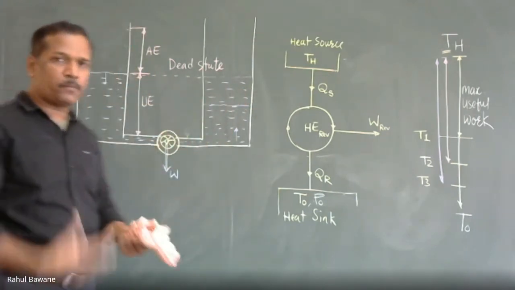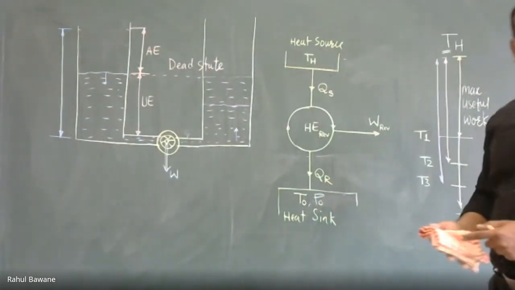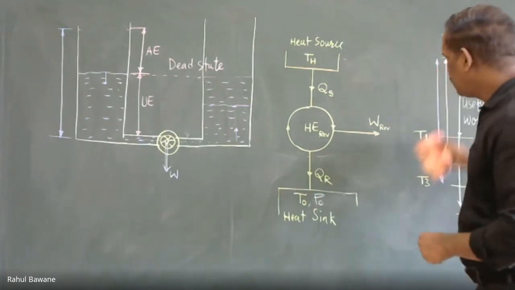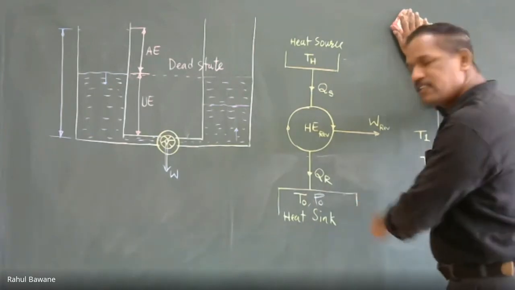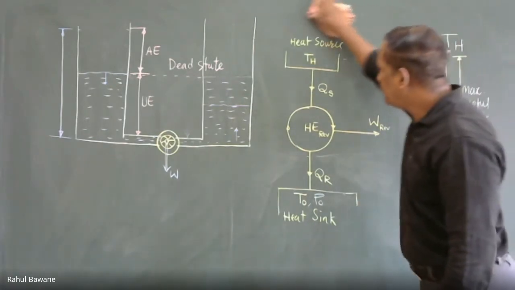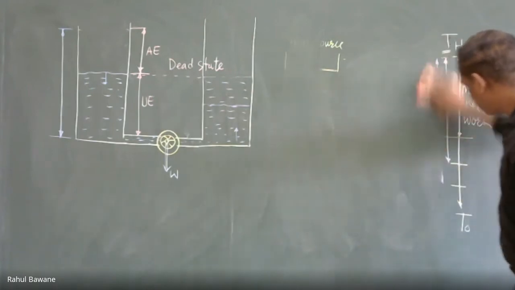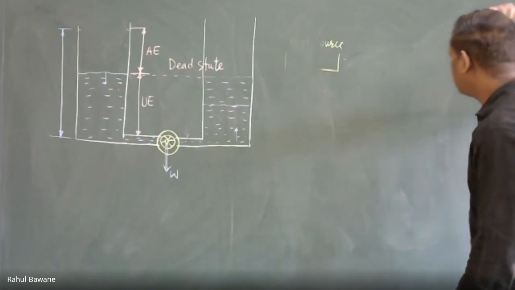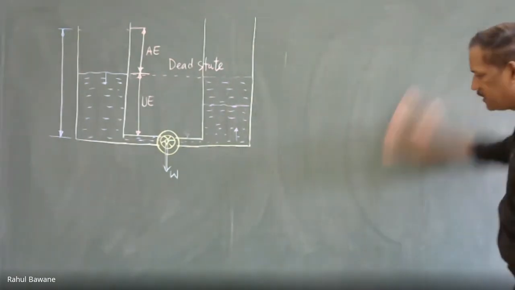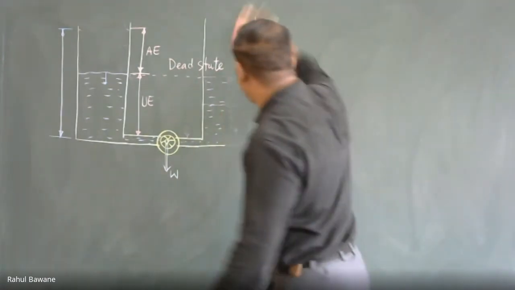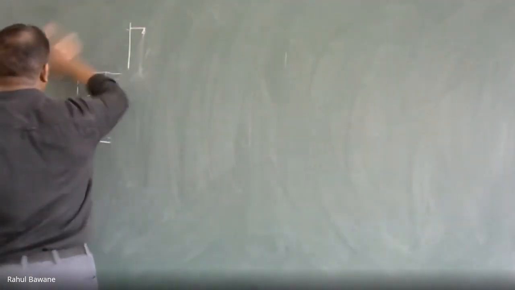So maximum possible conversion or maximum possible useful work is possible when you reach the dead state. Dead state. Up to that only it is possible. So always remember, maximum useful work is possible until your system approaches the dead state. Once it approaches the dead state, then there will be no further work possible.